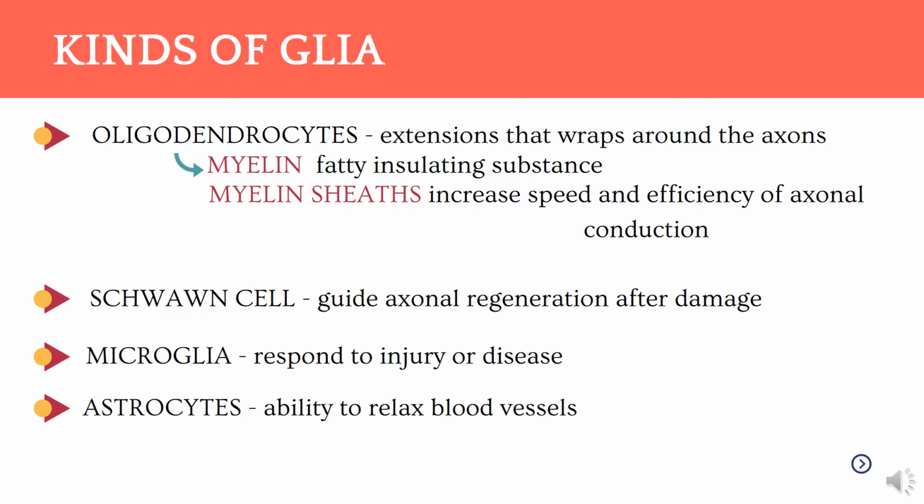Schwann cell, second class of glia. It guides axonal regeneration after damage. Microglia, third class of glia, respond to injury or disease by multiplying, engulfing cellular debris or even entire cells, and triggering inflammatory responses. Astrocytes, fourth class of glia, which is the largest, allow passage of some chemicals from the blood into the CNS neurons and block other chemicals. They also have the ability to relax blood vessels.